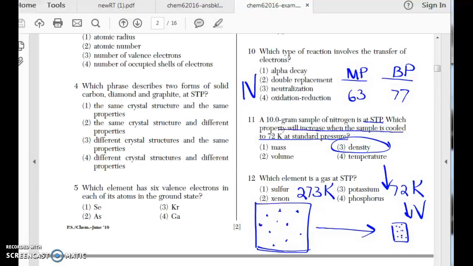Or you can think of it this way. They give you temperatures. If you go to Table S and you look up the melting point and boiling point of nitrogen, it melts at 63 K. It boils at 77 K. So when it's above 77, it's a gas. When it's between 63 and 77, it's a liquid. If it's below 63, it's a solid. Well, if the temperature changes to 72 K, it means it's in the liquid phase. We know that a liquid is far more dense than is a gas. So those are two nice ways of solving that question.